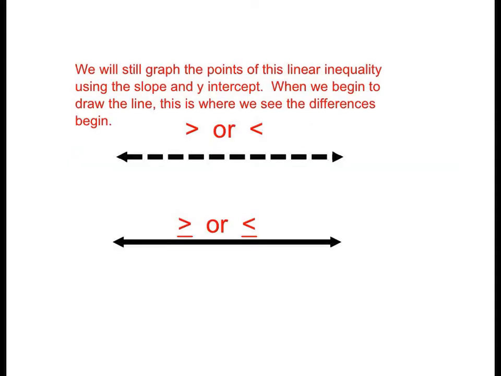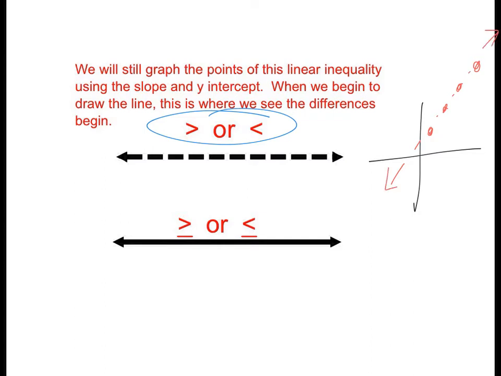When we graph a linear inequality, we graph it in the exact same format that we graph a linear equation. We use our slope and our y-intercept to get the line on the graph. The difference comes when we actually draw the line. If the linear inequality has a greater than or a less than symbol, when we go to connect the points that we've created on our graph, we're going to connect those points with a dotted line instead of a solid line.